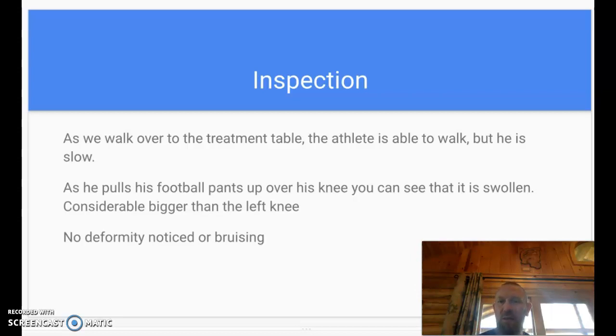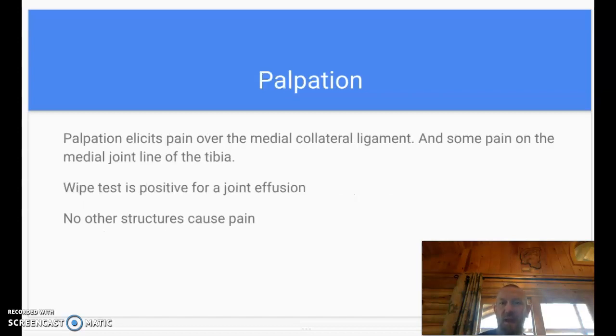When he gets up on the table and he pulls up his pant leg, his football pants, you can see that it is swollen. It's considerably bigger than the other side, so his right knee is much bigger. No deformity, nothing sticking out where it shouldn't be, no bruising, no discoloration. Palpation elicits pain over the medial collateral ligament. So when I put my hand on his MCL, it actually causes pain.